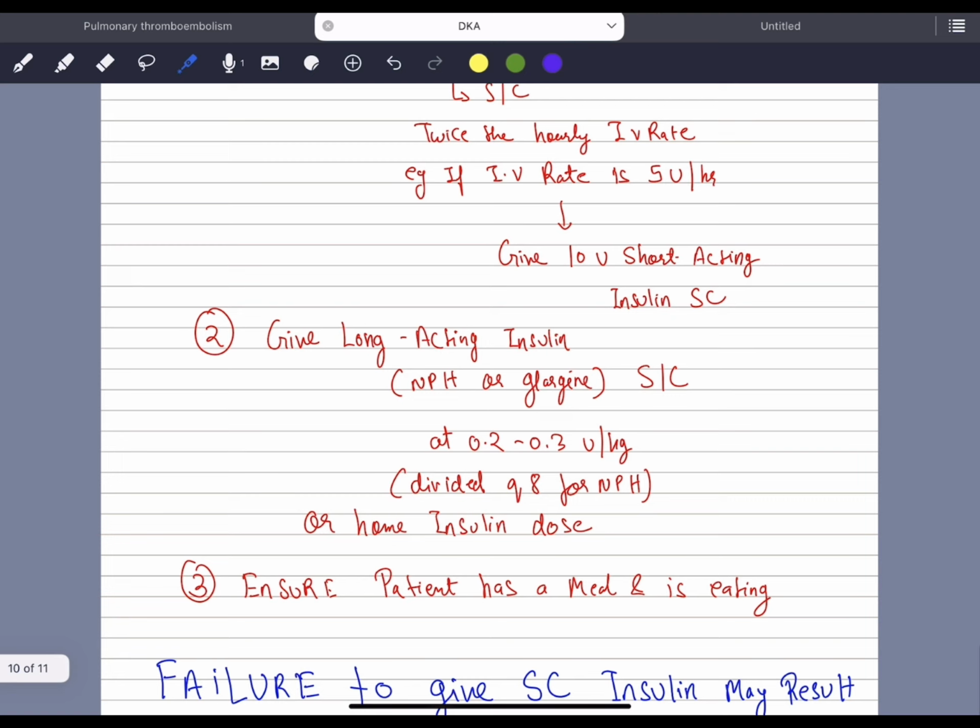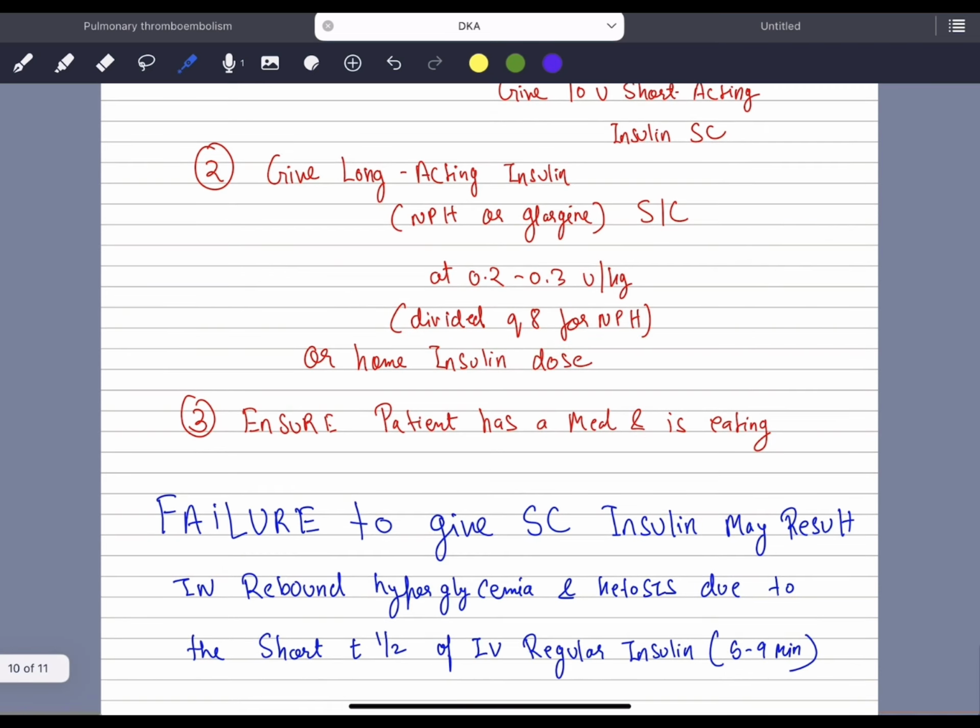The second step is to give long-acting insulin, NPH or glargine, subcutaneously at 0.2 to 0.3 unit per kg or the home insulin dose. But remember, if you are giving NPH, which is an intermediate or long-acting insulin, we will give it in a divided dose every 8 hours, right? And ensure the patient has a meal and is eating, because it can cause hypoglycemia.